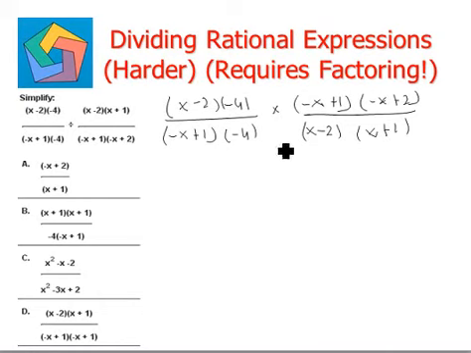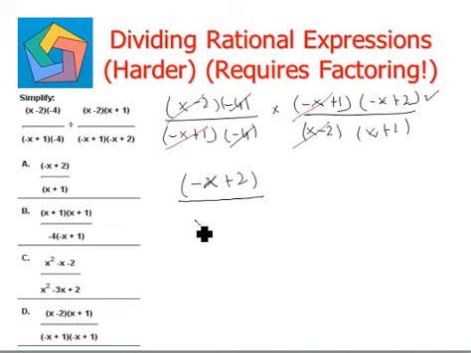Now let's see what all can be cross cancelled. The negative 4 goes with the negative 4. Then we can cross cancel the negative x plus 1 with the negative x plus 1. Is anything else cancelled? Let's write it down. x minus 2 cancels with the x minus 2, and we are left with negative x plus 2 divided by x plus 1. So this is our final answer and can be seen in option A.